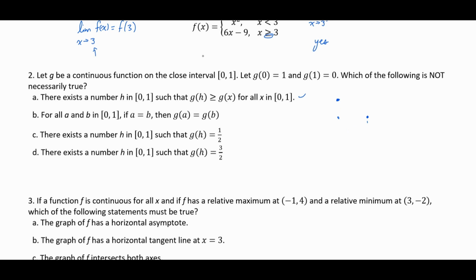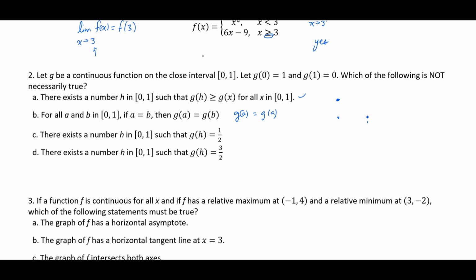For all A and B in 0 to 1, if A is equal to B, then g of A is equal to g of B. So really what we're saying is if A is equal to B, then this has to be true. So then really this is kind of like not even a real question. If A is B, then g of A has to be g of B. I can't even think of another g of A, because that would be equivalent.